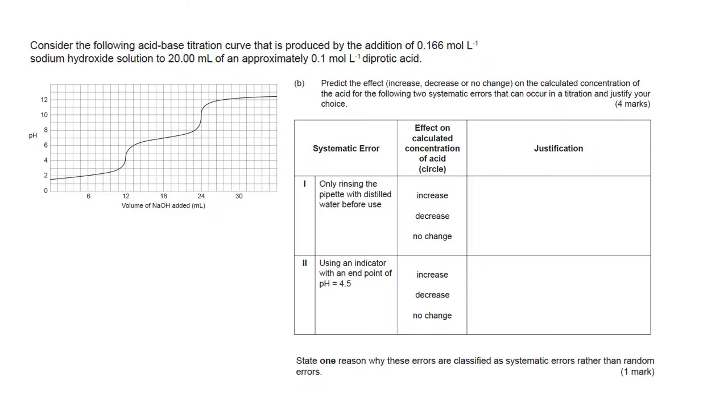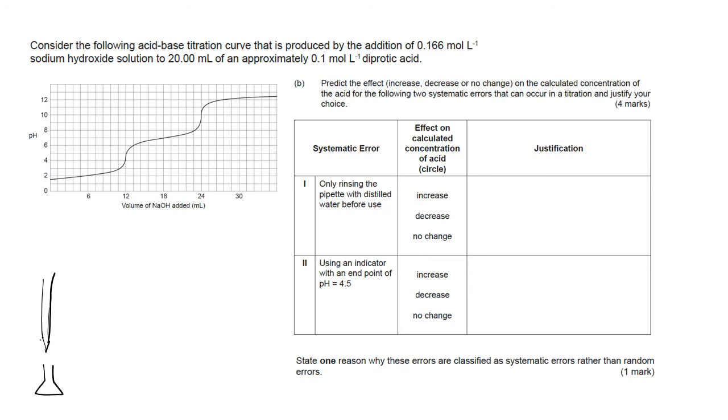Here's a question from one of the WACE exams. An acid-base titration curve is produced by an addition of 0.166 mole per liter sodium hydroxide solution to 20 mL of approximately 0.1 mole per liter diprotic acid. Now, just from that statement, you should be able to work out what's in the burette and what's in the conical flask.